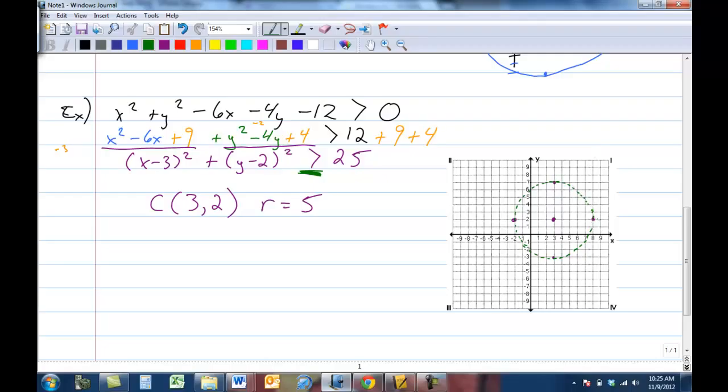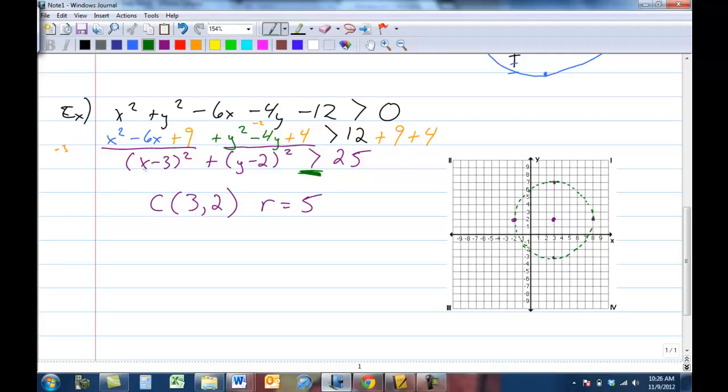Oh, look how pretty that one is, huh? Anyway, so this is a dashed circle. Now, the next thing we're going to do is use a test point. Back in the day, we used to use 0, 0 as an easy test point. When you're working with circles, I think an even easier test point is the center. Remember, the center is not part of the circle.